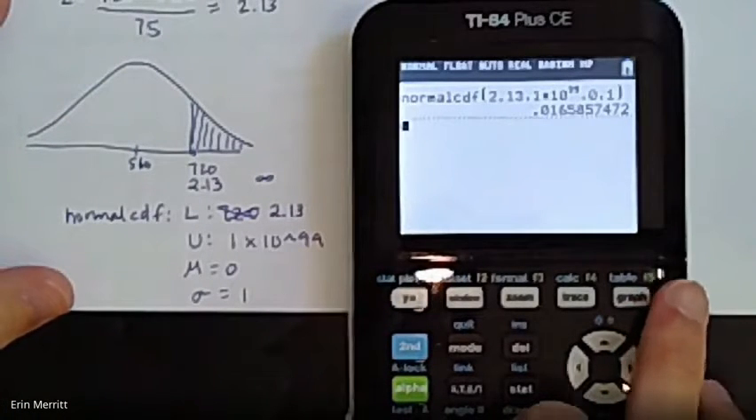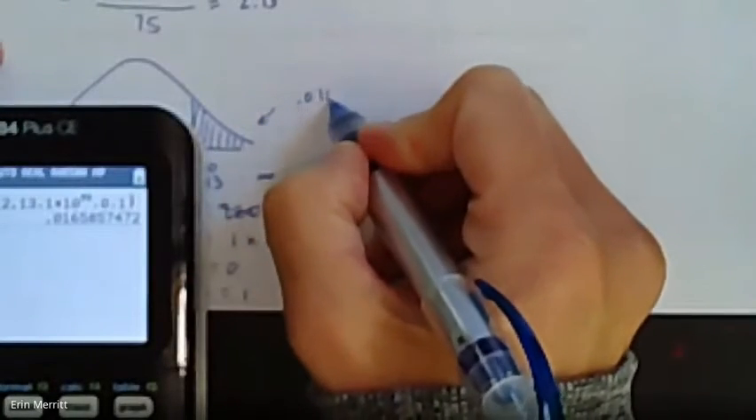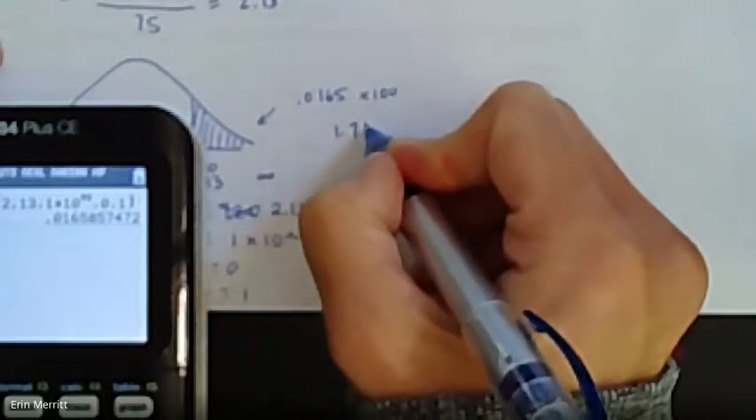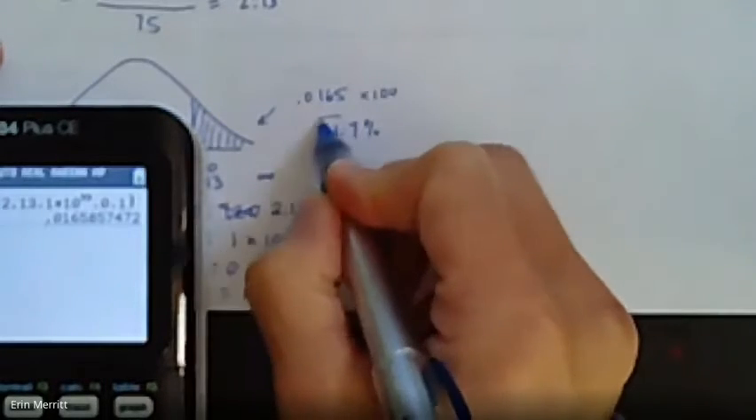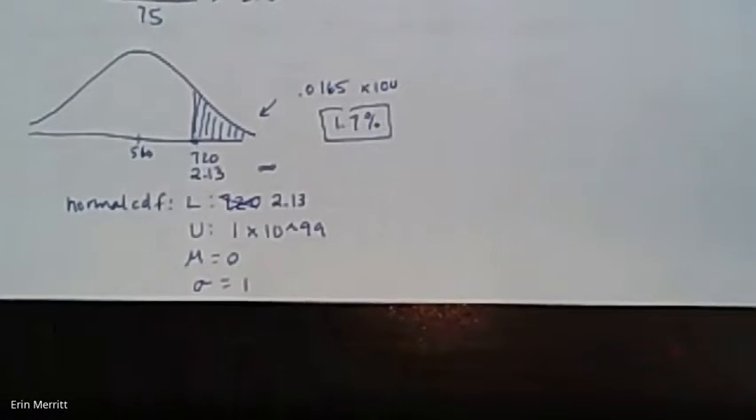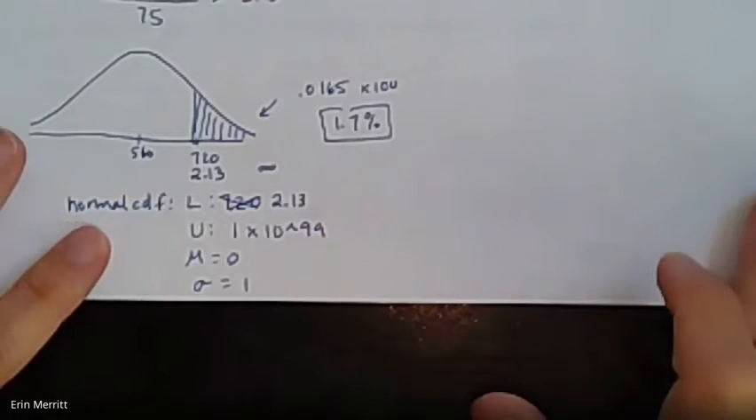It says round to the nearest tenth of a percent. So don't forget, if that's 0.0165, you're multiplying that by 100. So we're looking at about a 1.7% chance that a person picked at random, not you, would get a score greater than 720. Which makes sense. There's not a lot of people that would score that high on an SAT.